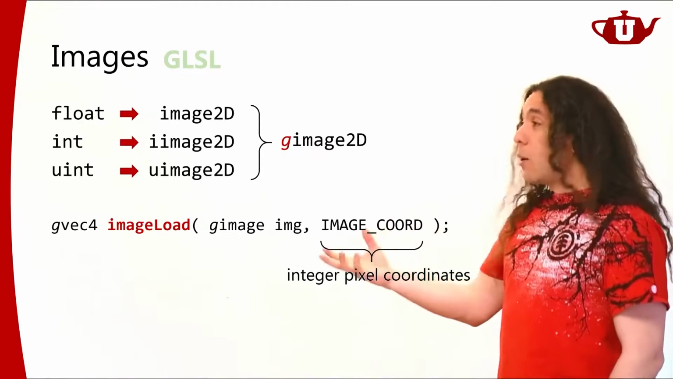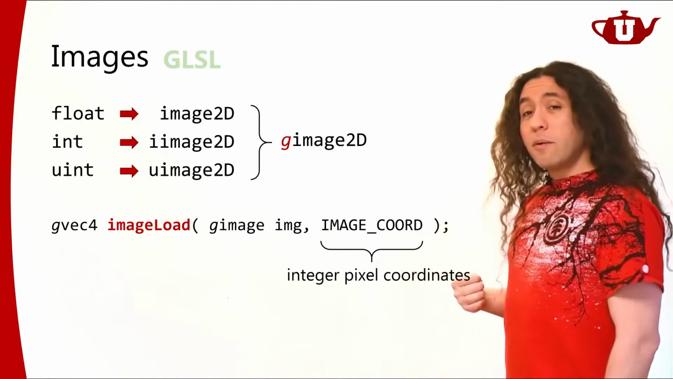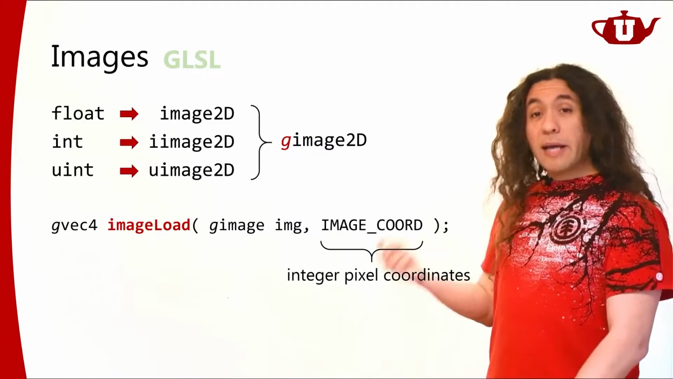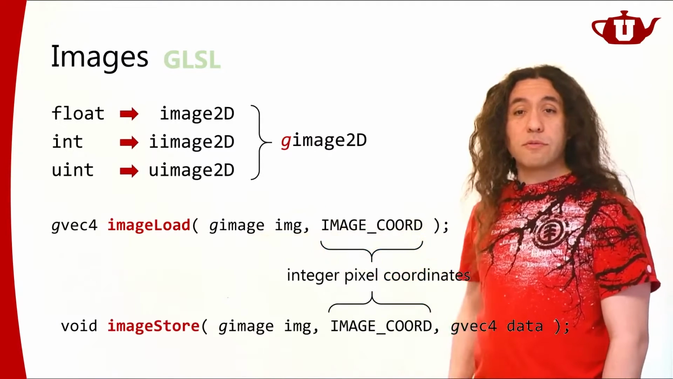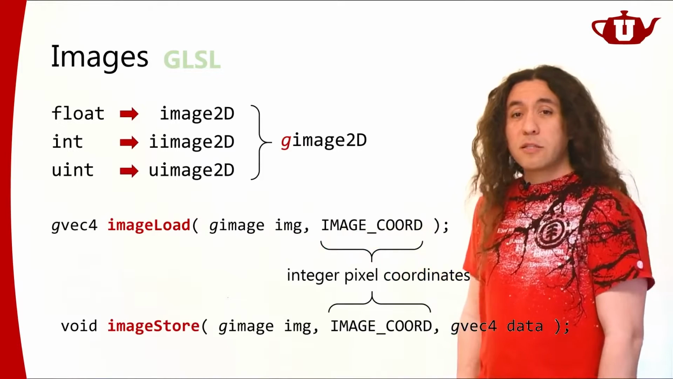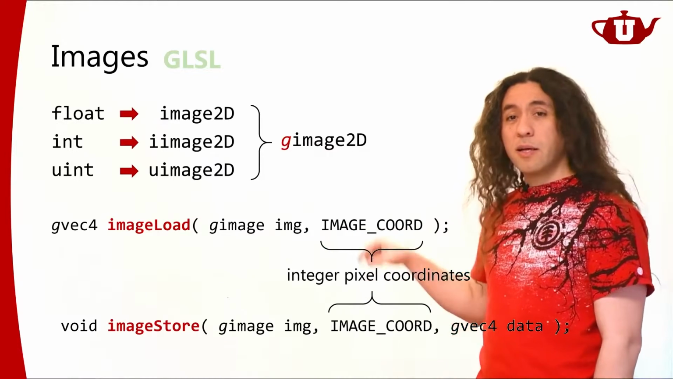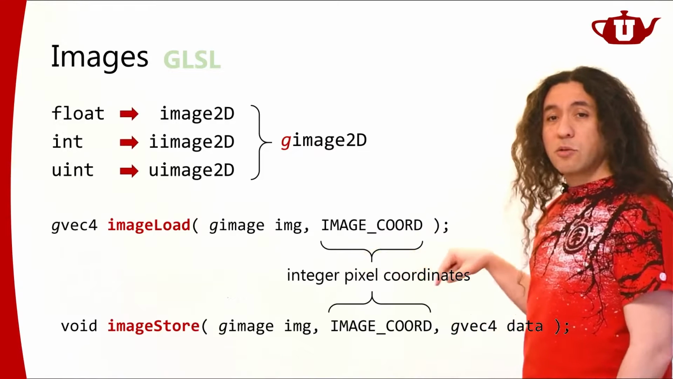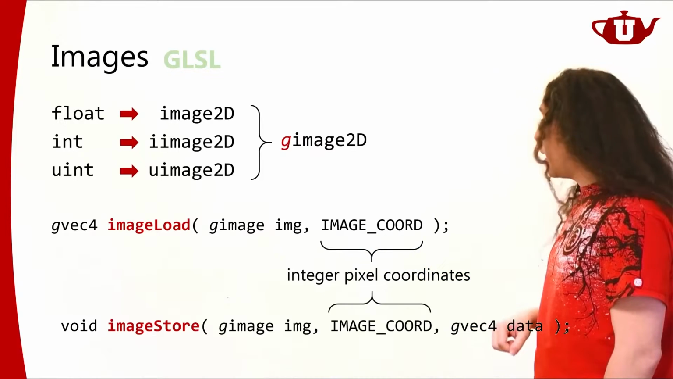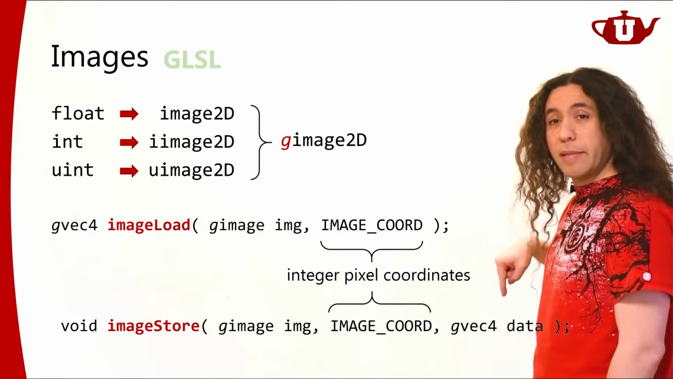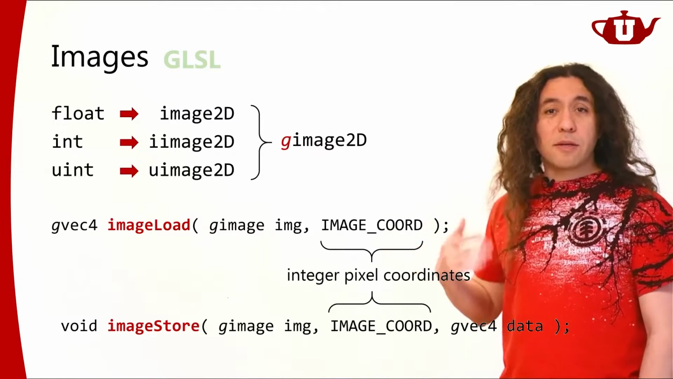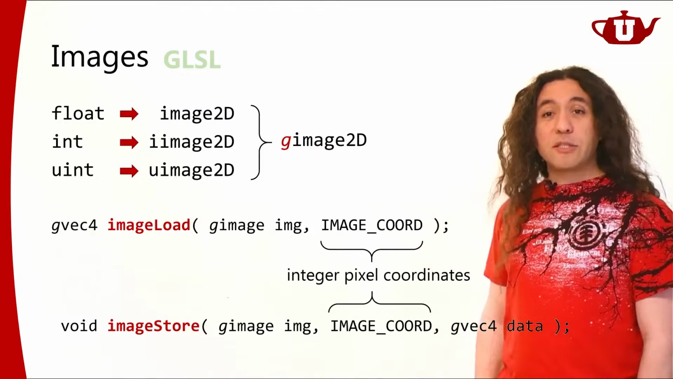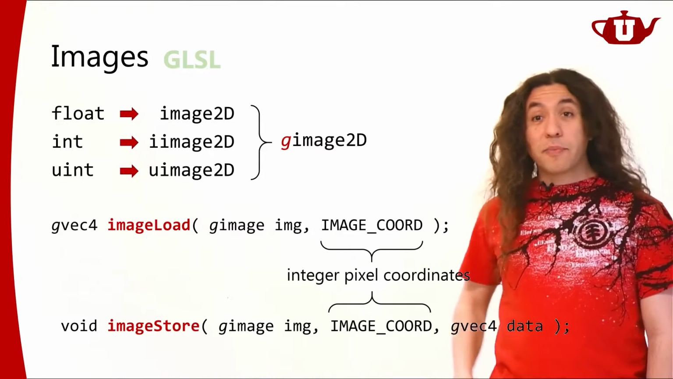So this is how I load data from an image. If I want to write into an image, I can do that. There's the imageStore function. I can call it from GLSL. There's my image, again the image coordinate, and this is the data that I would like to write. There it is. Very simple, right? So I can access those images. I can read and write from them fairly easily.